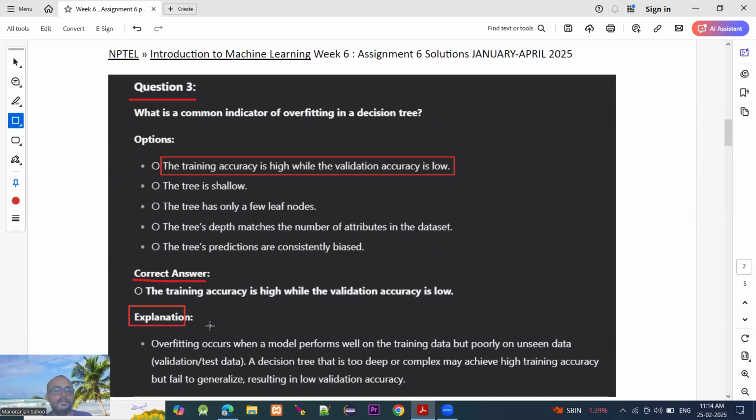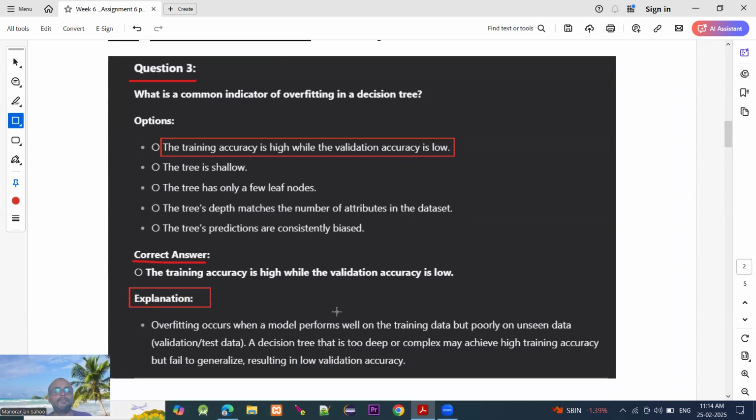We can also explain here why. Overfitting occurs when a model performs well on the training data but poorly on unseen data, that is validation or test data. A decision tree that is too deep or complex may achieve high training accuracy but fail to generalize, resulting in low validation accuracy. That's why we choose that the training accuracy is high while the validation accuracy is low, which is option A of question number 3.